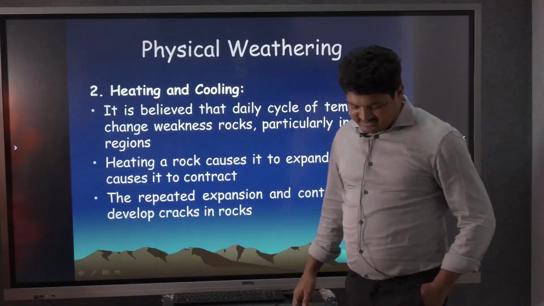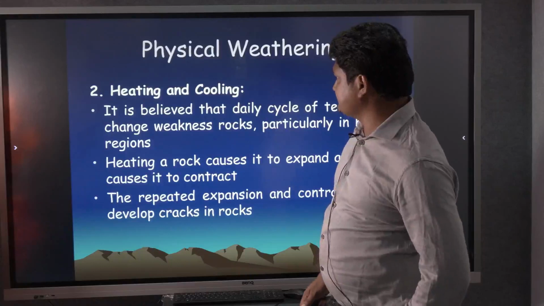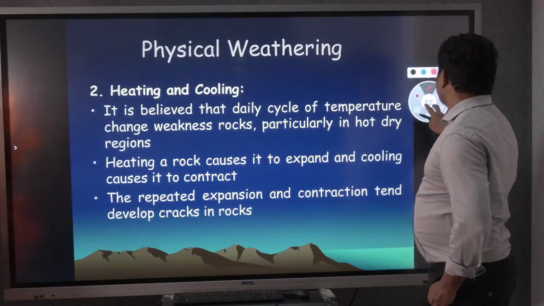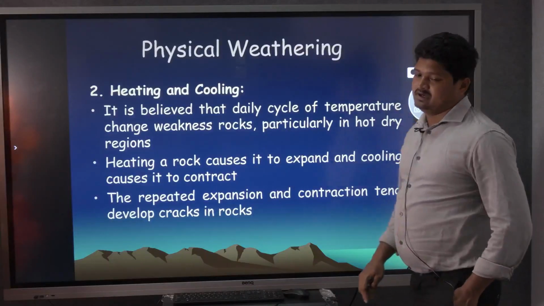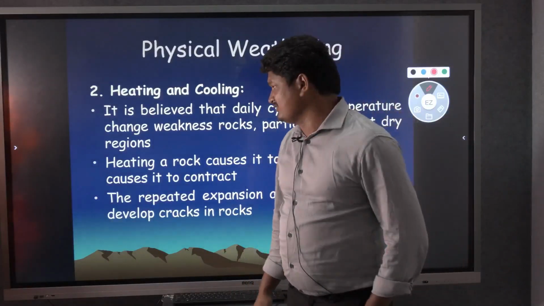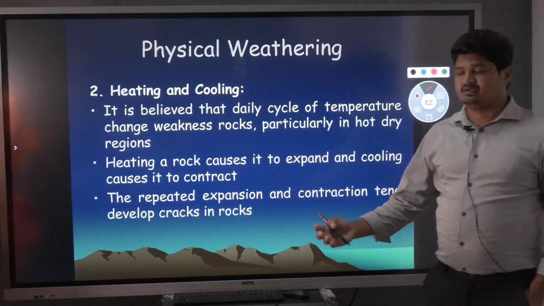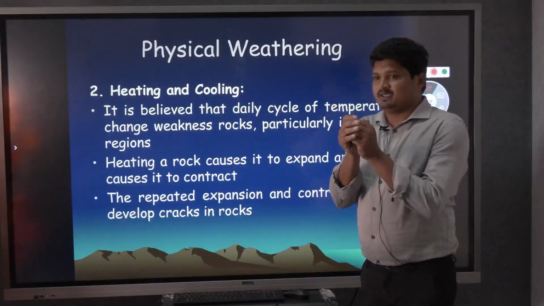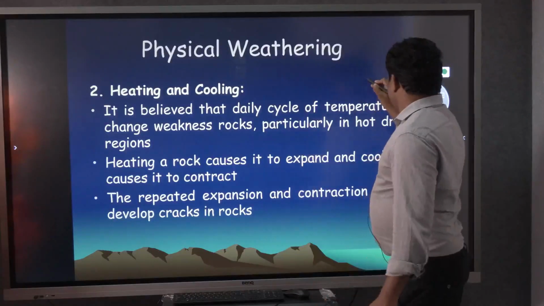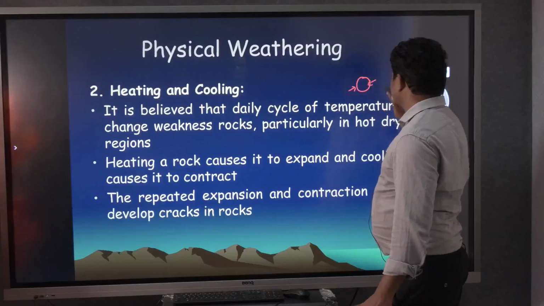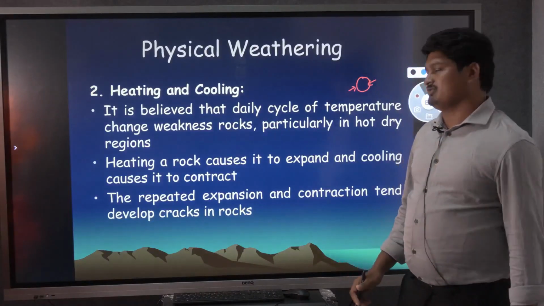Now the second type of physical weathering is heating and cooling. We know about the different monsoon times, whether rainy or winter seasons. Definitely the rocks will not expand; they will be compressed due to different atmospheric conditions.